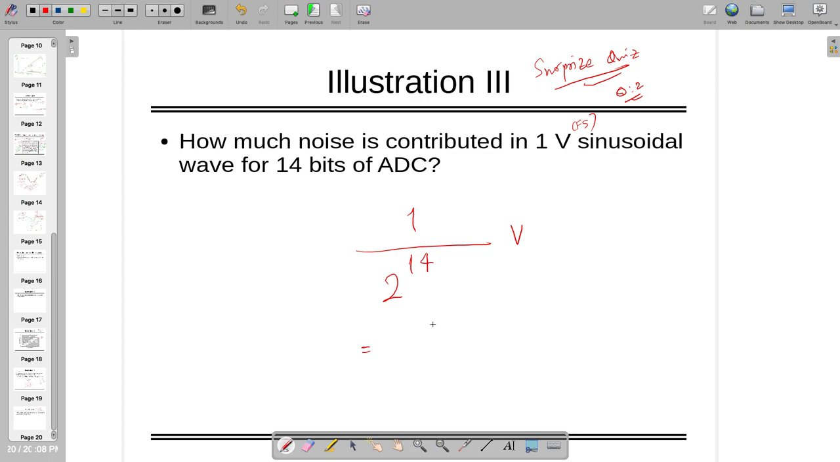1 by 2 raised to 10 is approximately 1 milli. 1 milli divided by 2, 0.5, divided by 2, 0.25, 0.125, and 0.125 divided by 2. Is it correct? This is approximated, doing it with the calculator. Millivolt, yes, of course, because I was taking 1 by 2 raised to 10 as 1 millivolt, divided by 2 four times. I got this.